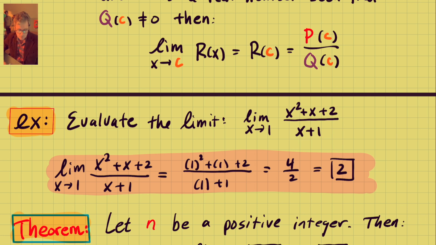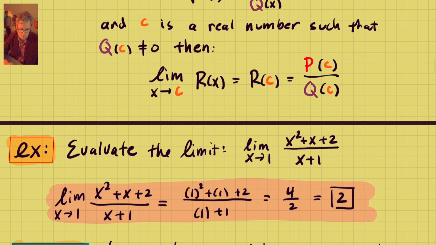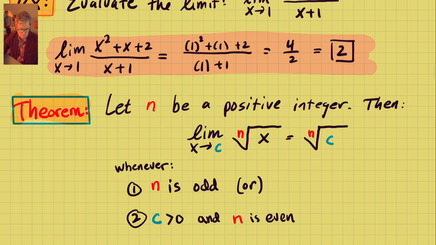Very good. We now can identify the limit of any polynomial or any rational function, so long as the limit point we're looking at does not create an issue in the denominator of the rational function. Let's keep going. We're making tremendous headway. We've just carved off a huge swath of everyday functions that we can now identify the limit of.